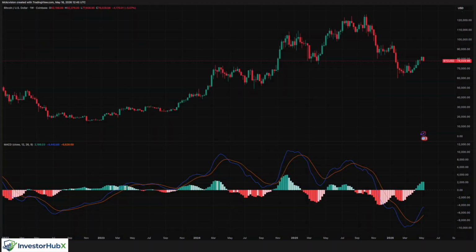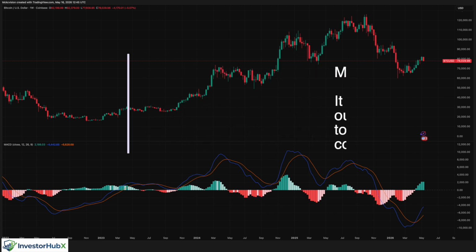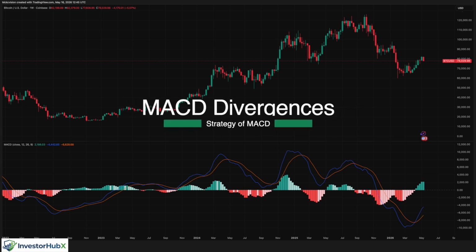Before applying the MACD indicator, there is one very important thing you must understand. MACD is a lagging indicator. This means MACD cannot predict future outcomes. Instead, it reacts to price action and helps confirm trends. To increase the probability of our trades, one strategy traders commonly use is combining MACD with divergence.